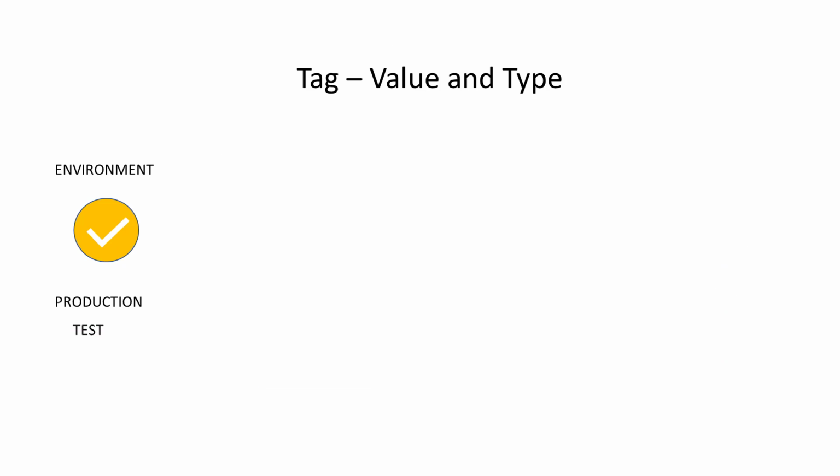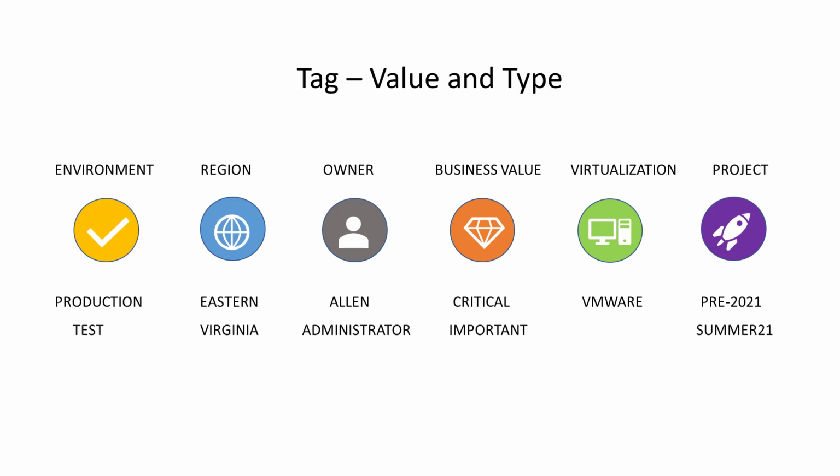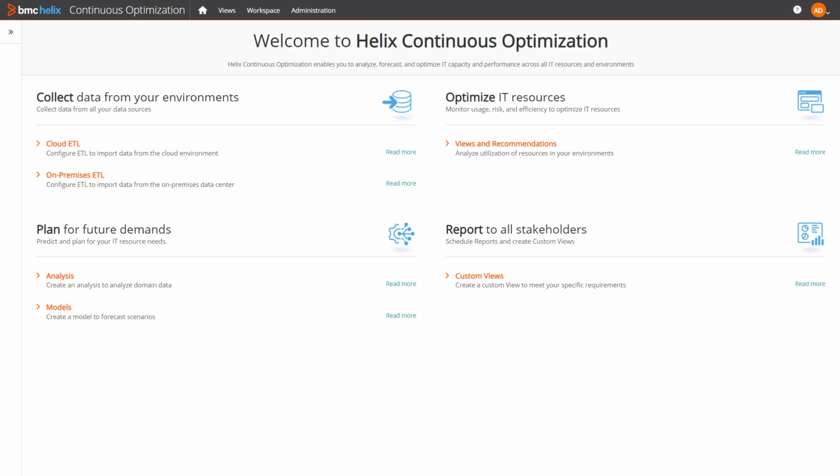A tag is a combination of value and type. For example, to classify different resources according to the environment, we can use the environment tag type. In this tag type, we can add values such as production, test. Here are other examples. Now, let's see how we can add tags to entities in BMC Helix Continuous Optimization to organize the entities and identify them easily.